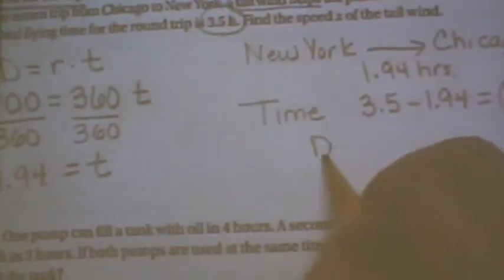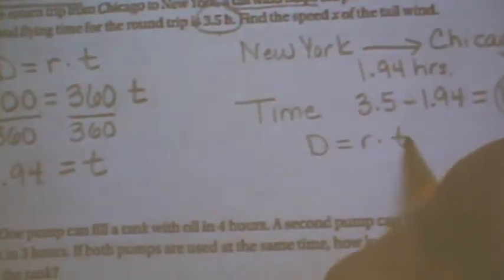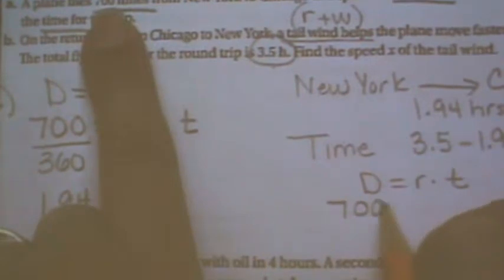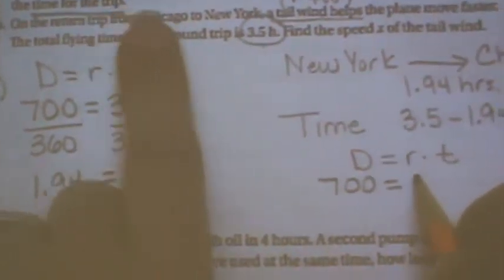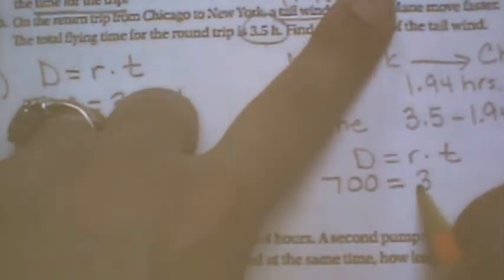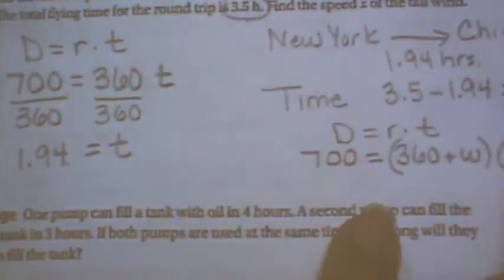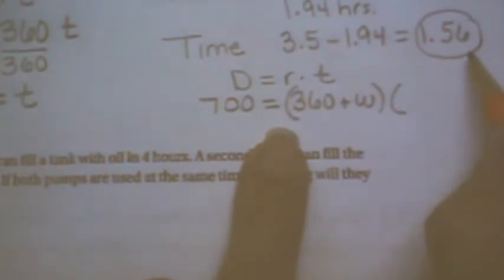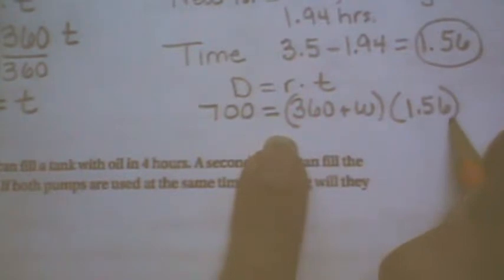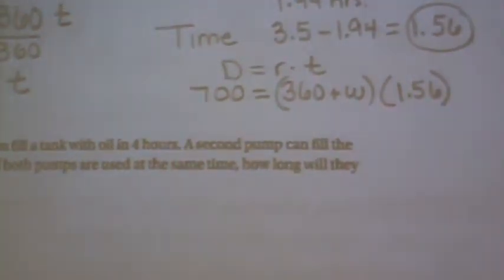Again, what's the formula? Distance is rate times time. How far are we going back from Chicago to New York? What's the distance? 700. We have tailwind. What's the speed of the plane? 360 plus, we're trying to figure out what that wind is. And how long are we in the air from Chicago to New York? 1.56 hours. How do you solve this?